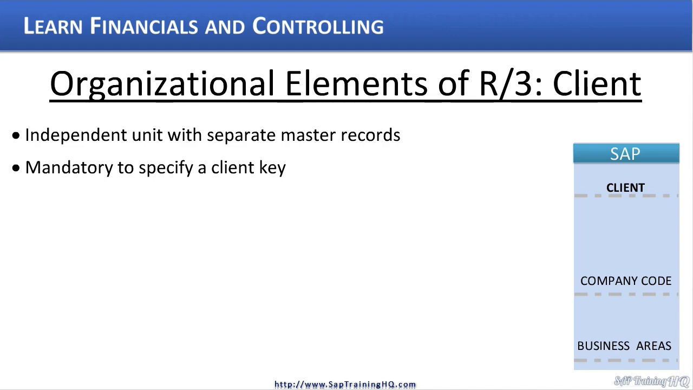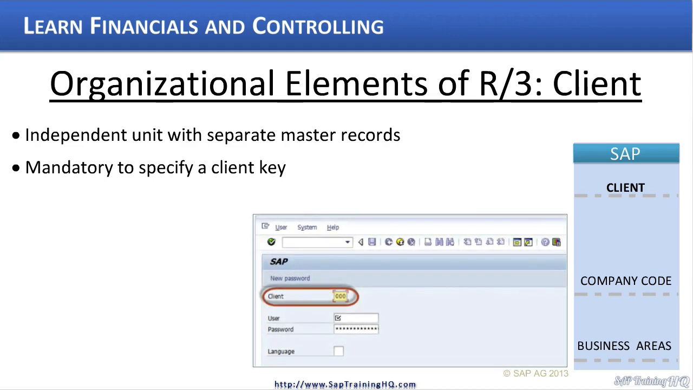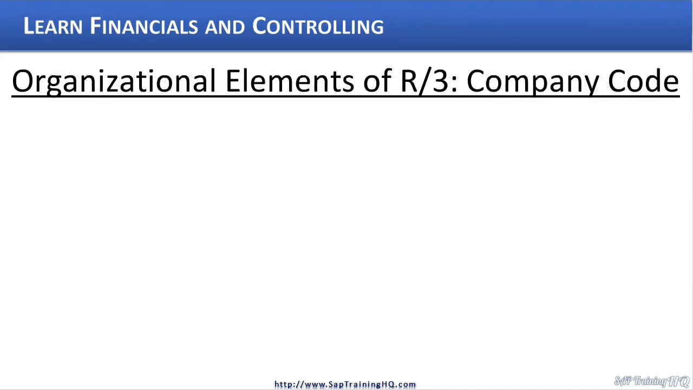As an example, we have client 0, we have client 001, we can have client 066 and so on. From a commercial point of view, the client is a corporate group, and you must specify a client key and have user master records in the client in order to log into the system itself. And as you can see, a client is identified via a 3-character code. Let's continue on to the next level of the hierarchy, the company code elements.